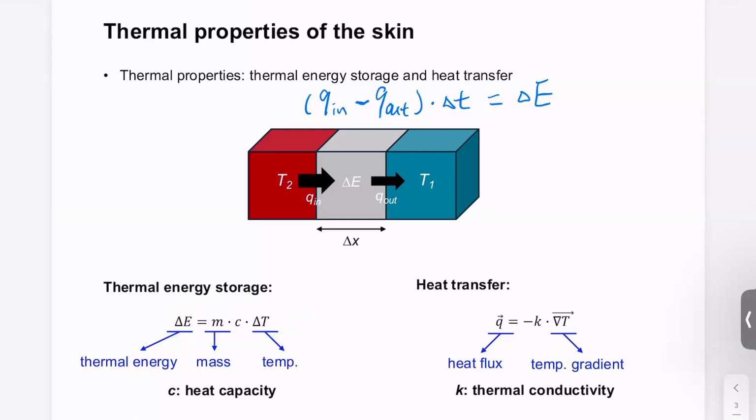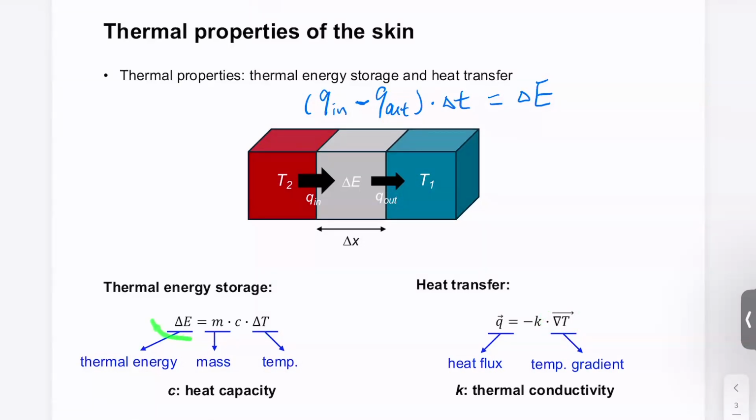Then for heat transfer, we have Q equals minus K times the gradient of temperature. Q is your heat flux, K is your thermal conductivity, and we also have our temperature gradient. What this equation is saying is that if we have a really hot object and a really cold object and we put them together, heat is going to flow very quickly. But if we have two objects with similar temperatures, heat is going to flow very slowly. That's how the temperature gradient term works here.